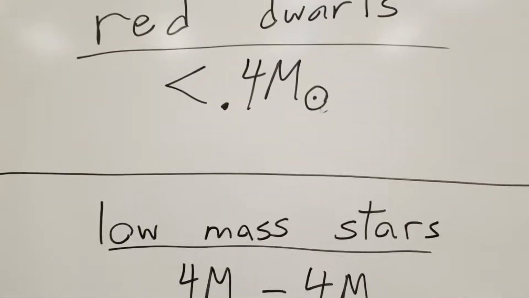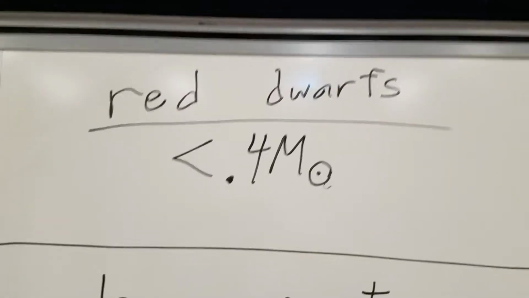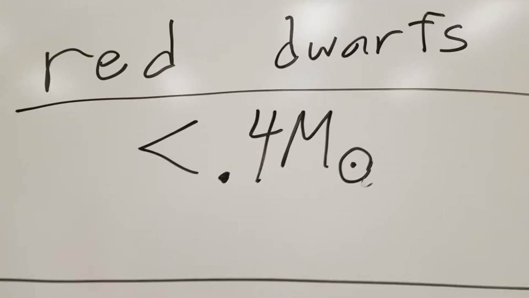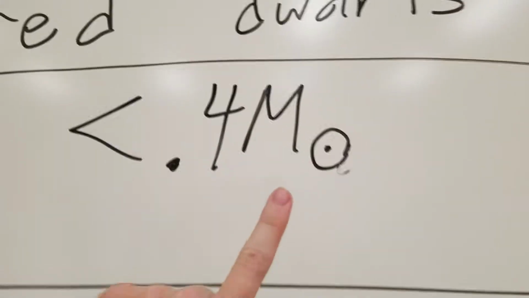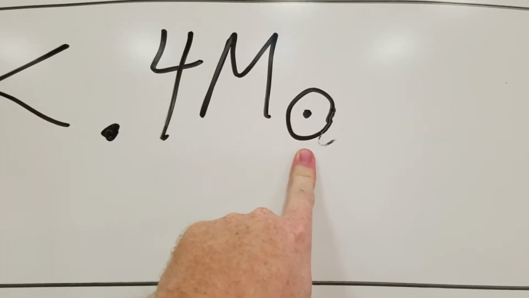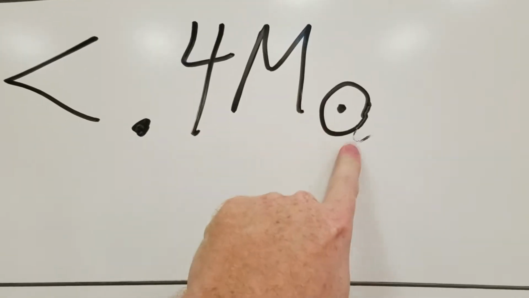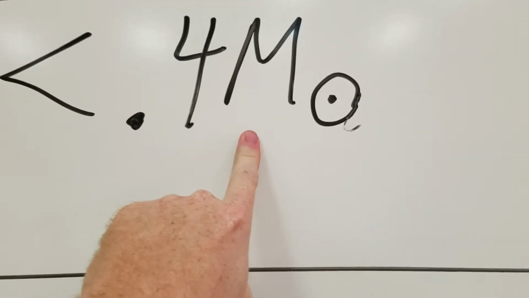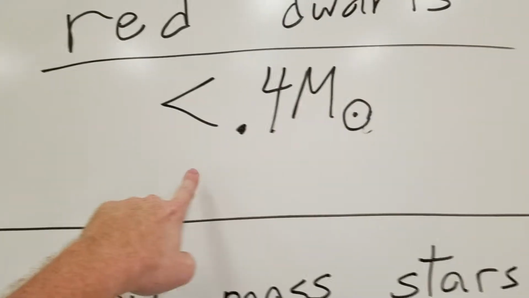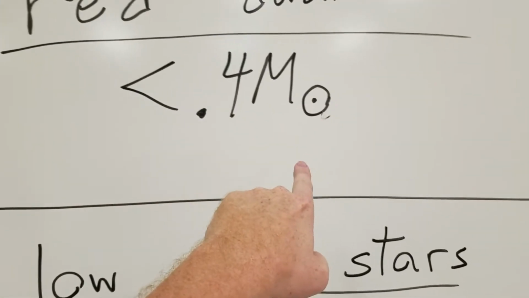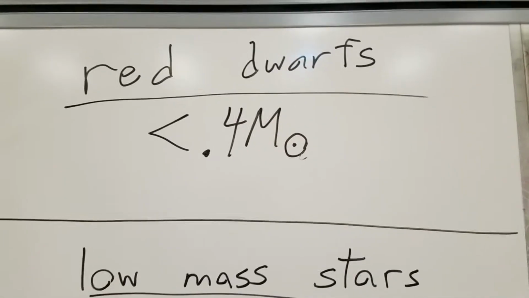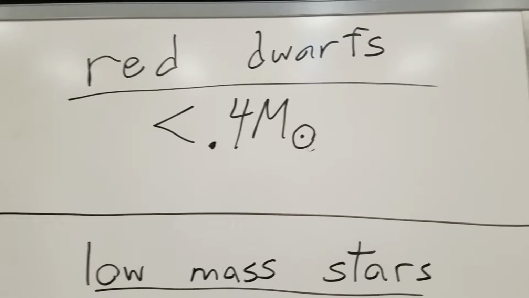So the sizes associated with these 3 groups are red dwarfs are the smallest kind. They're less than 0.4 solar masses. Now remember, this symbol right here, the circle dot, stands for sun. So M circle dot means the mass of the sun. So when I say red dwarfs are less than 0.4 solar masses, that means that the red dwarfs are about 40% the size of our sun and smaller.